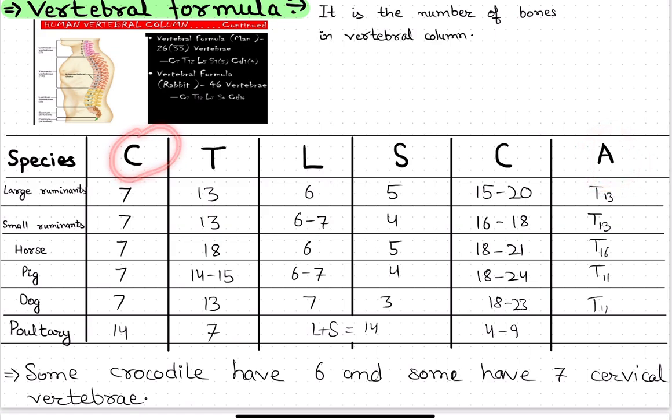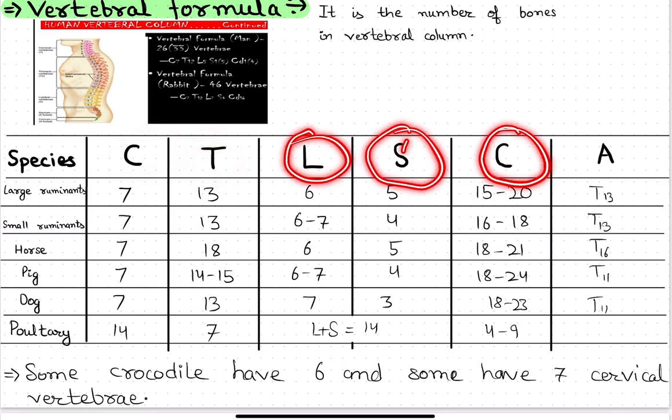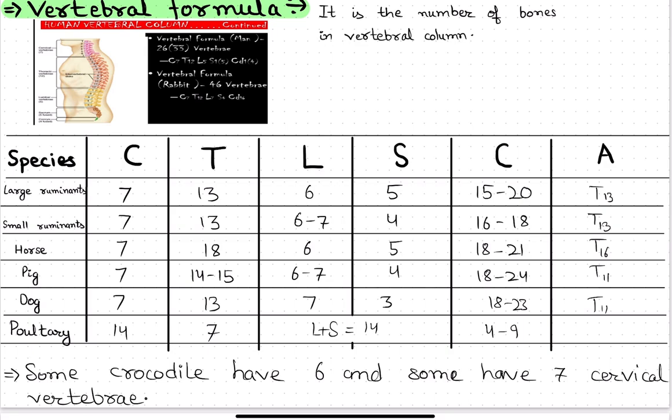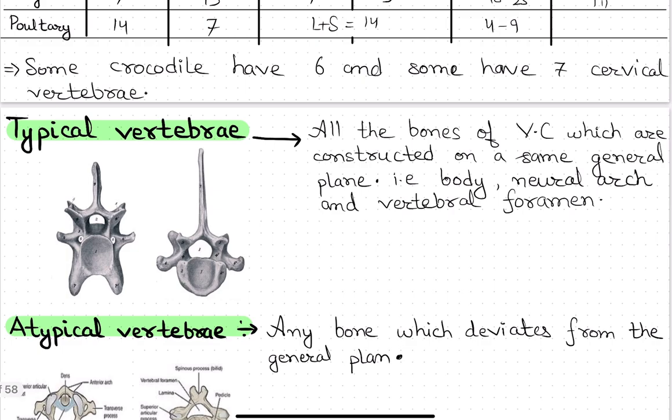C means cervical, T means thoracic, L means lumbar, S means sacrum, C means coccygeal, and A means anticlinal. Now, as I told you earlier, some crocodiles have 6 and some have 7 cervical vertebrae. So in a species, this cervical vertebrae is varying.